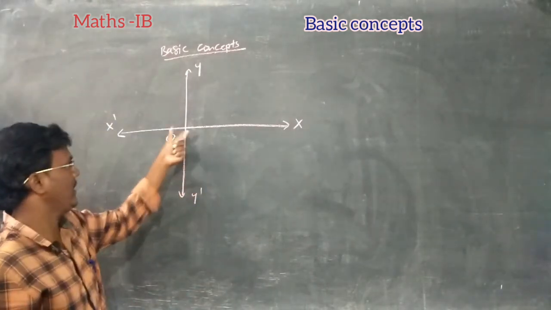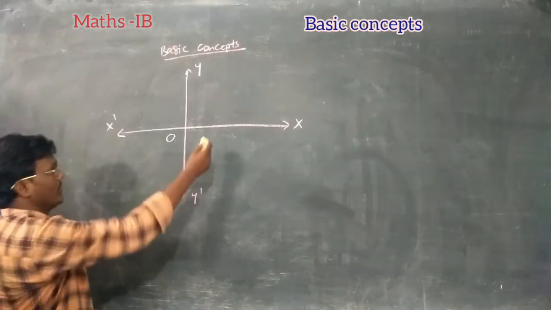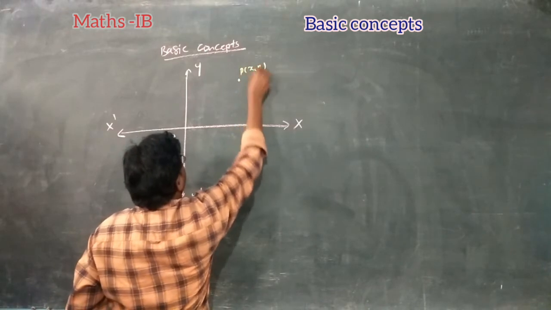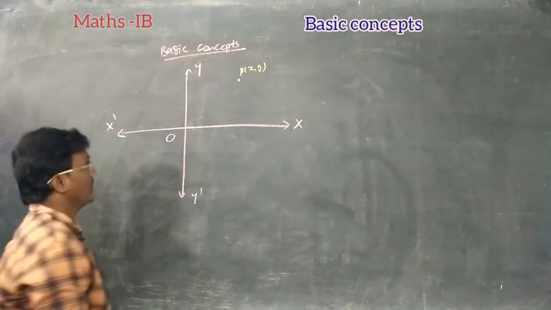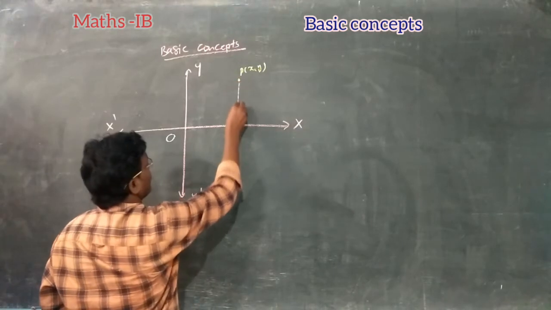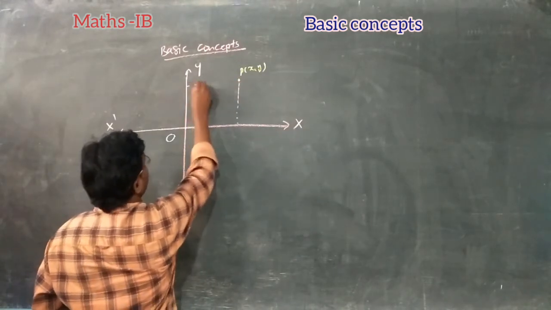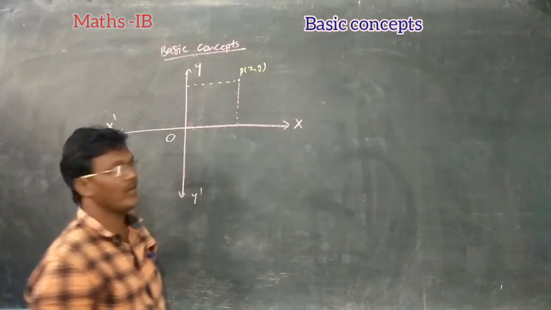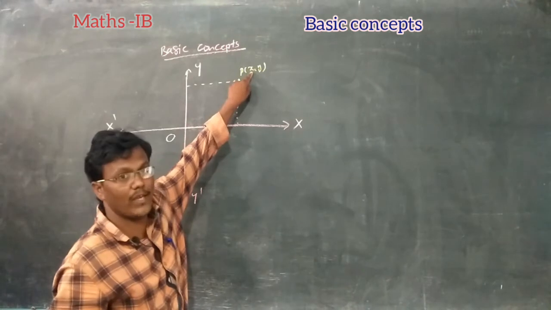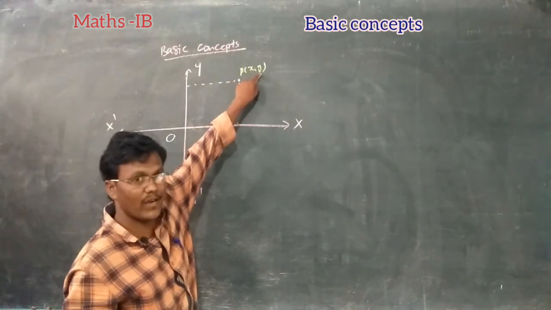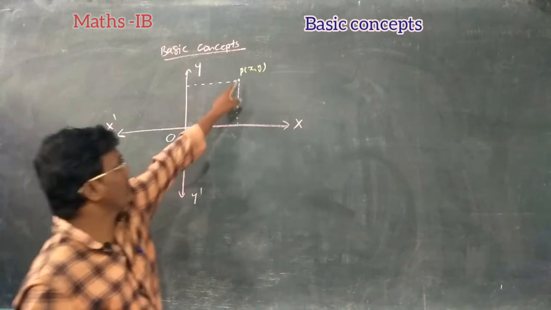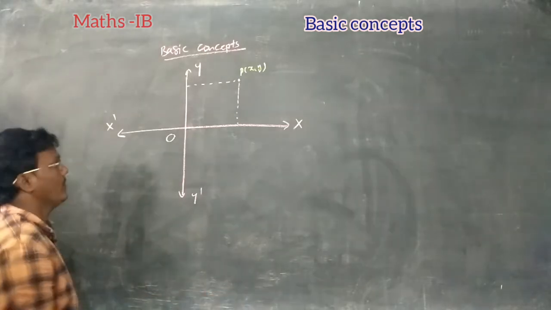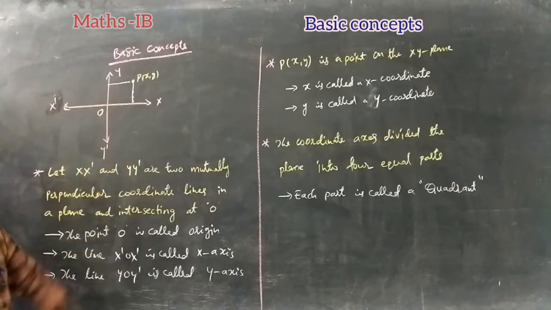Okay, x-axis and y-axis. So if you take a point in the xy plane, take a point x comma y. It is a point. So this is the point P of x comma y in the xy plane. Here this x is called the x coordinate and this y is called the y coordinate. Okay. So this point is in the xy plane. Right. So take the notes.